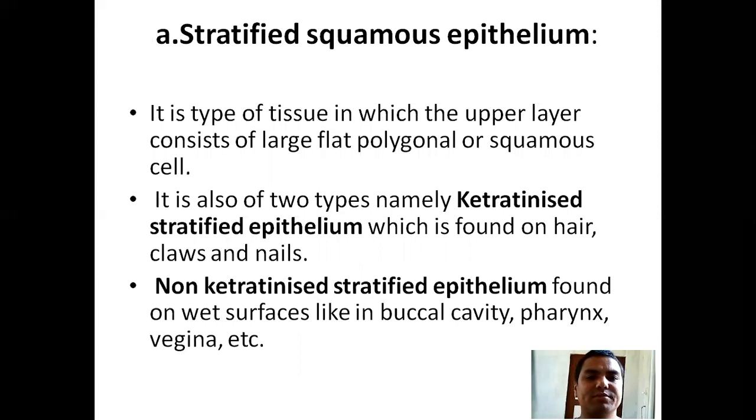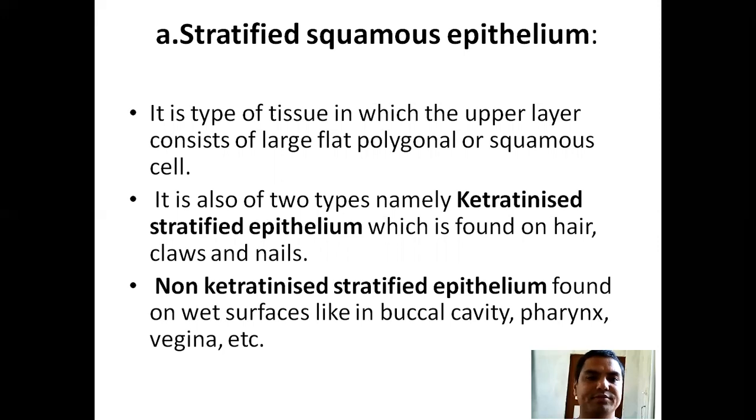Stratified squamous epithelium is the type of tissue in which the upper layer consists of large, flat, polygonal or squamous cells. It is also of two types: keratinized stratified epithelium and non-keratinized stratified epithelium. Keratinized epithelium is present on our hair, claws, and nails, and non-keratinized epithelium is present in the buccal cavity, pharynx, and vagina of the female.